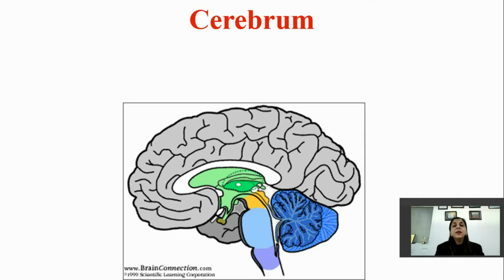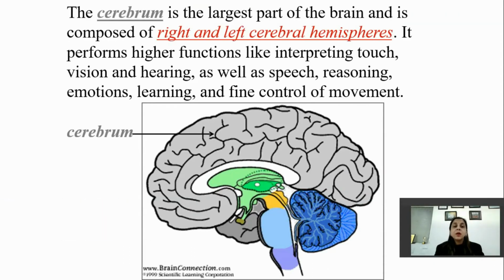Today, we will be learning about the topic cerebrum. As we all know, the brain is composed of the cerebrum, cerebellum and the brainstem. So in today's session, we'll discuss what is cerebrum. The cerebrum is the largest part of the brain.